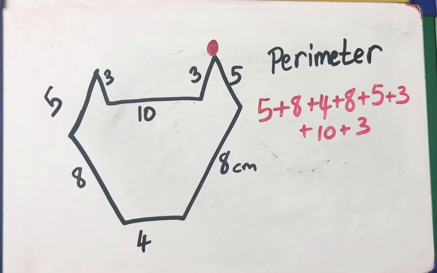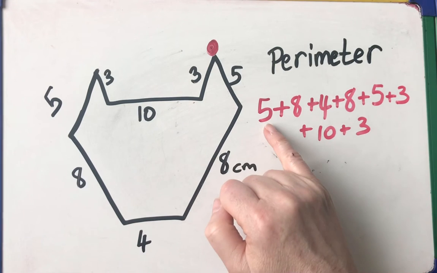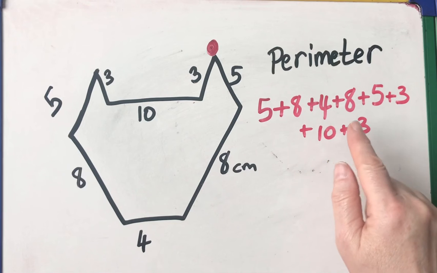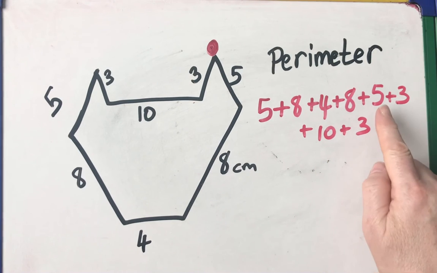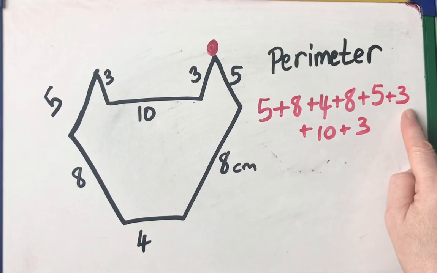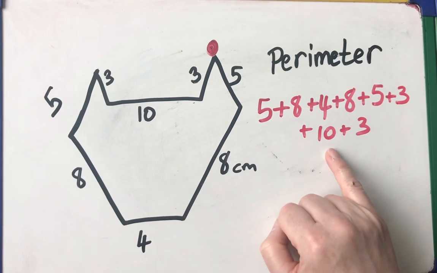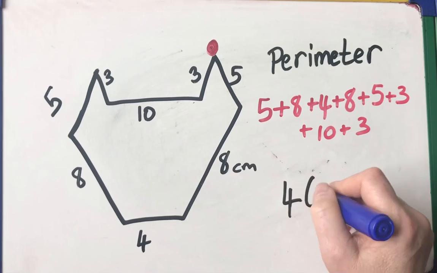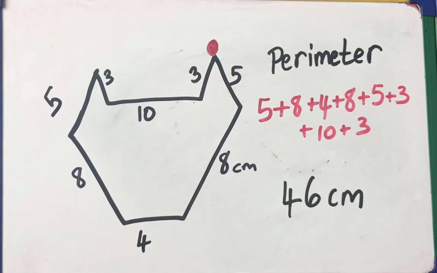And then I simply add up these numbers. 5 and 8 is 13, 17. 17 plus 8 is 25. Plus 5 is 30. Plus 3 is 33. Plus 10 is 43. Plus 3 is 46 centimetres. The perimeter of this shape is 46 centimetres.